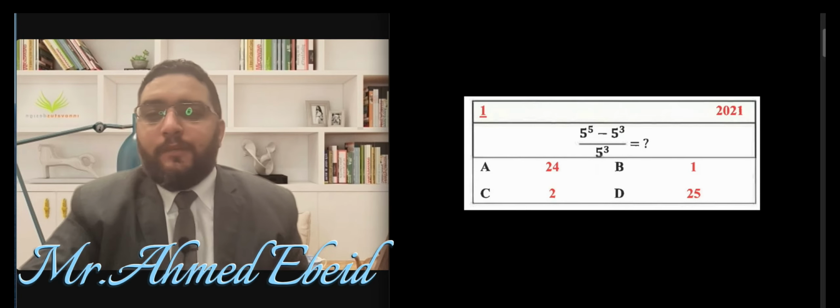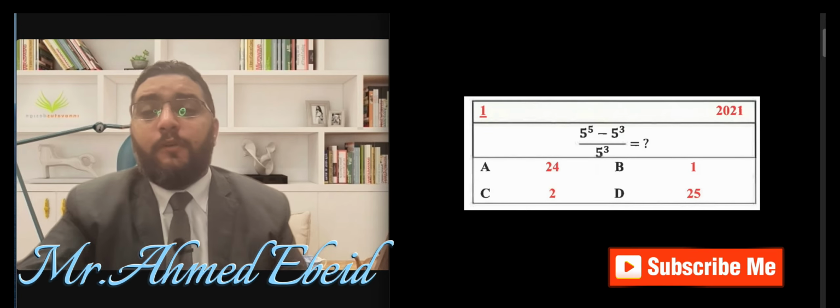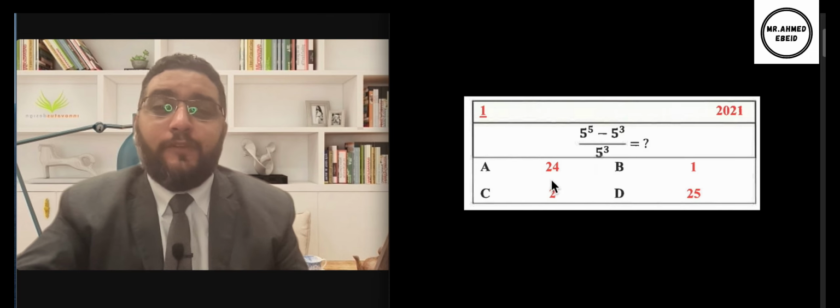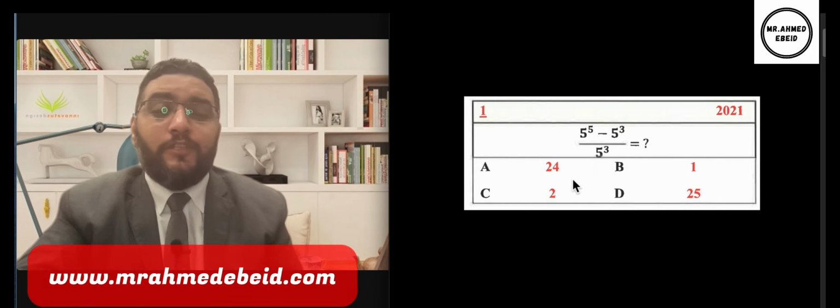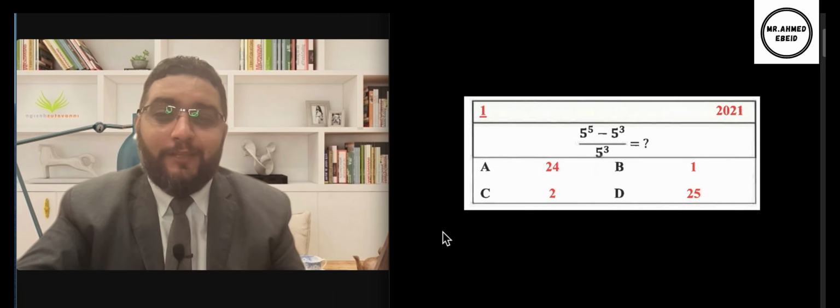Today we are going to answer some selected questions from a GAT book. Let's start with the first question. We have 5 raised to the power of 5 minus 5 raised to the power of 3 over 5 raised to the power of 3. In this question, we will take 5 raised to the power of 3 as a common factor.